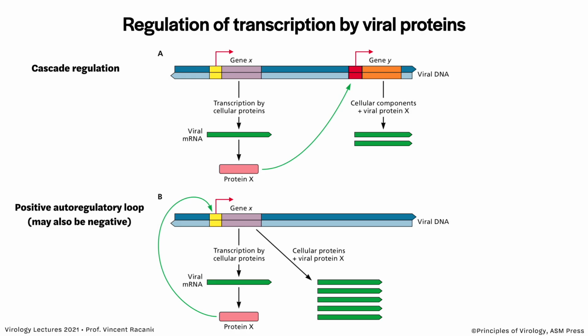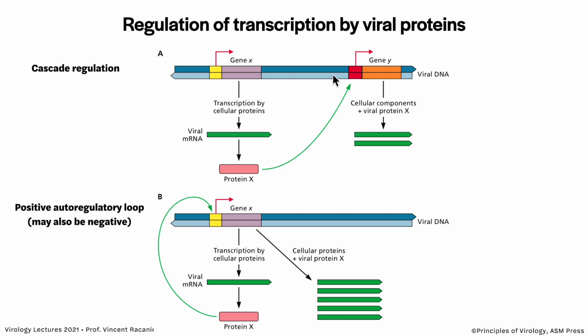So let's talk about regulation of transcription by viral proteins. Now we're going to consider different viral transcription programs. Very cool stuff goes on, and they fall into one of two general categories that are shown here. One is cascade regulation. And this sounds exactly like what you think it might be. You make one thing and it affects something downstream.